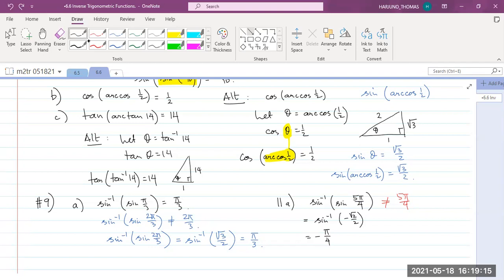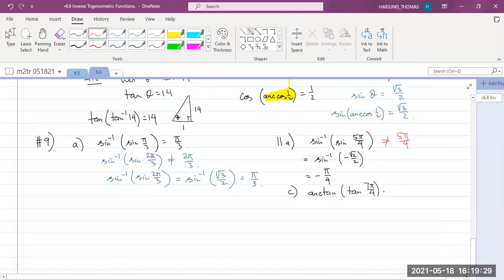Okay, number 11c. How about arc tangent of tangent 7 pi over 4? Now the answer is not 7 pi over 4. Even though you say tangent and arctangent are supposed to cancel each other, that's true, but there's a restriction in the domain. The phrase restricted domain is something you need to be aware of all the time.